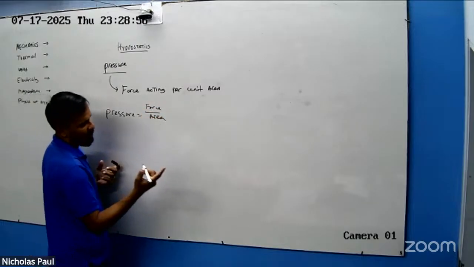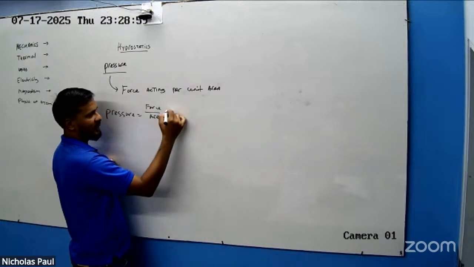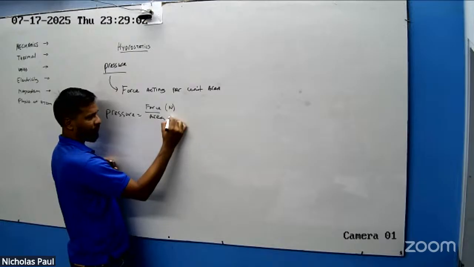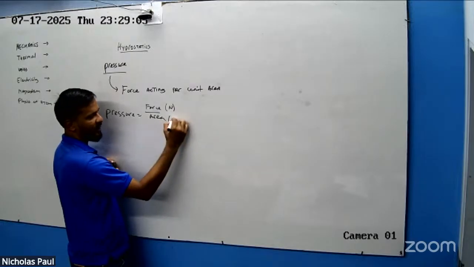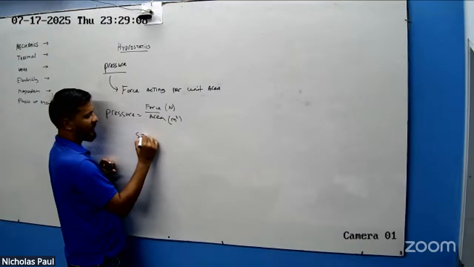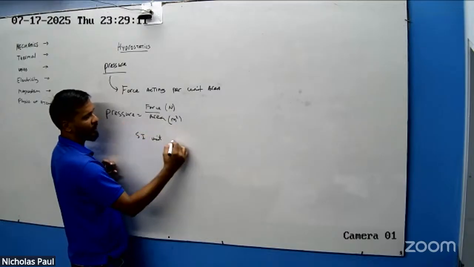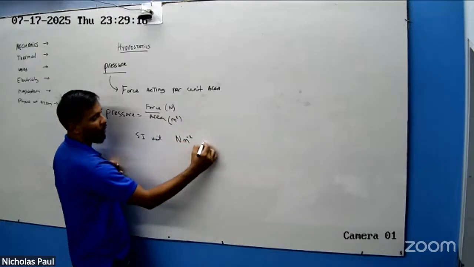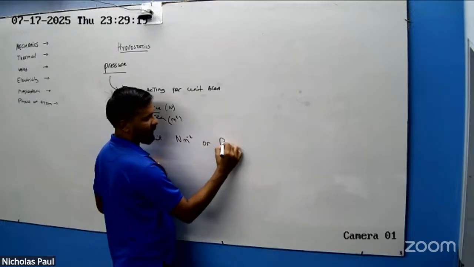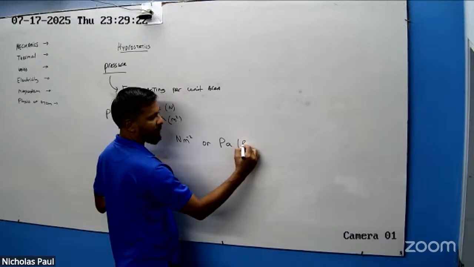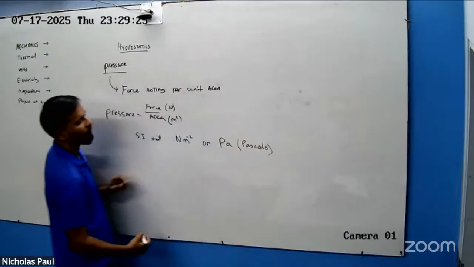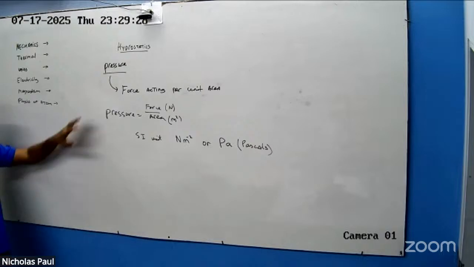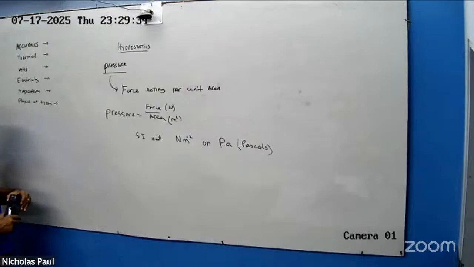If you remember from last day, I told you that the SI unit for force was Newton. You might know that the SI unit for area is meter squared. So the SI unit for pressure is Newton per meter squared, N m^-2. Or the one that we'll use a lot as well is something called pascals, Pa. So this shows us that pressure is dependent on force and area. Make a little note, write down the SI unit.